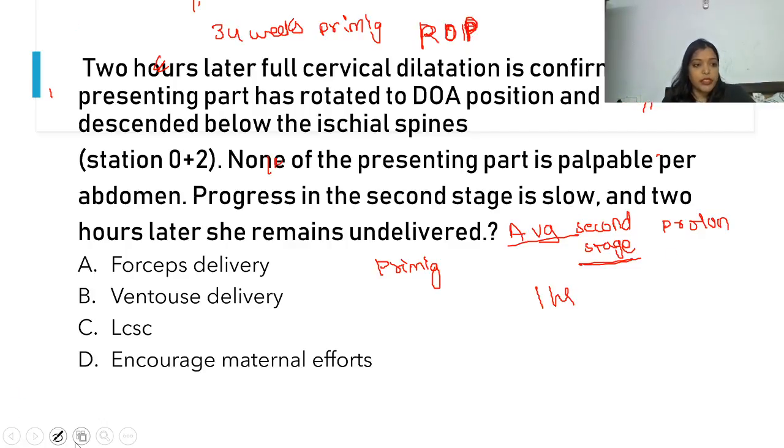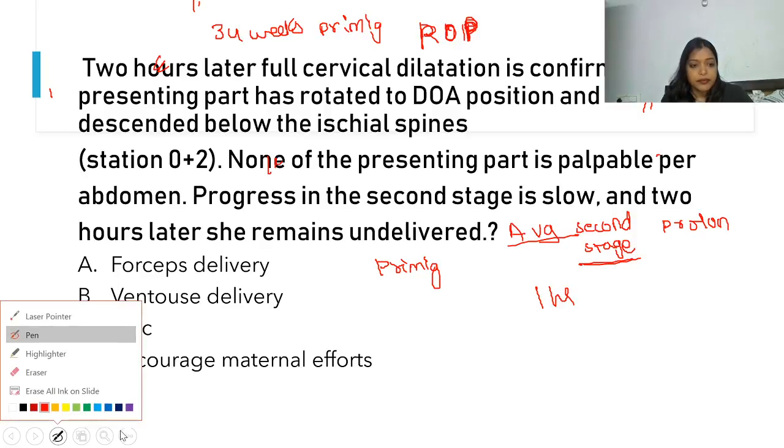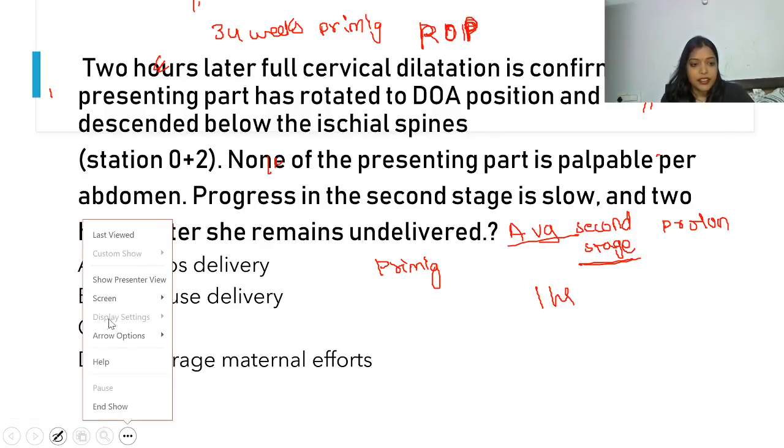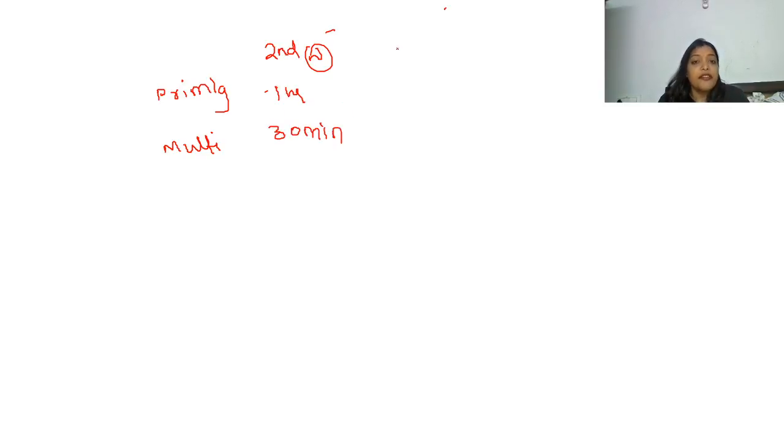Okay, so let me tell you something here. In a primigravida and in a multigravida, the normal second stage is 1 hour for primigravida, 30 minutes for multigravida. When do you call prolonged second stage? Prolonged second stage in primigravida is 2 hours.